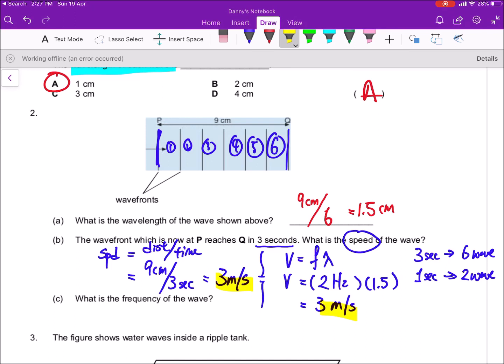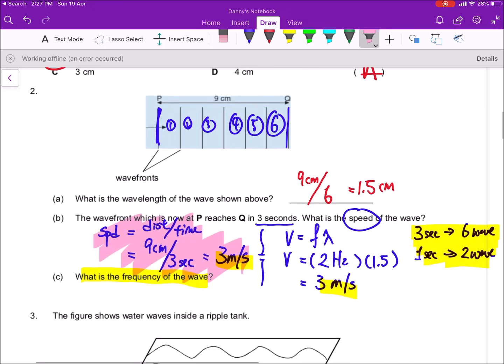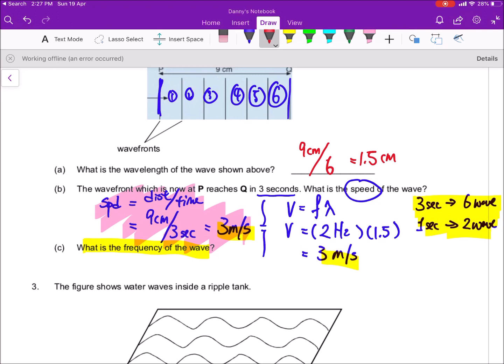So down here, what is the frequency of the wave? I think I would have mentioned it already. Another way of doing it is that if you use this approach for your part B, then you can reverse engineer and do this. You know that now your speed is 3. You do not know your frequency, and you know your wavelength, which is 1.5. You can also find your frequency is equal to 2 hertz. So there are many different ways of calculating wave questions.